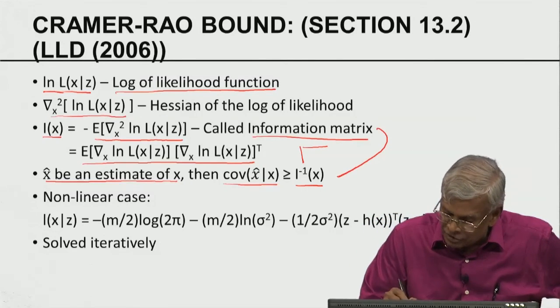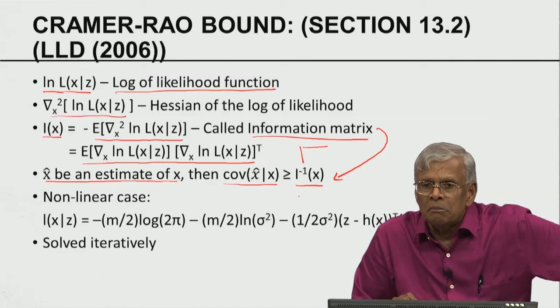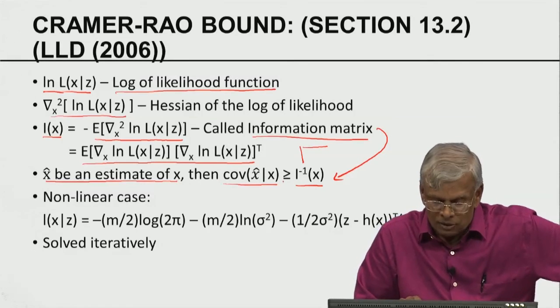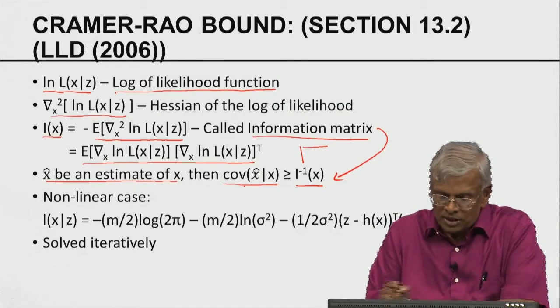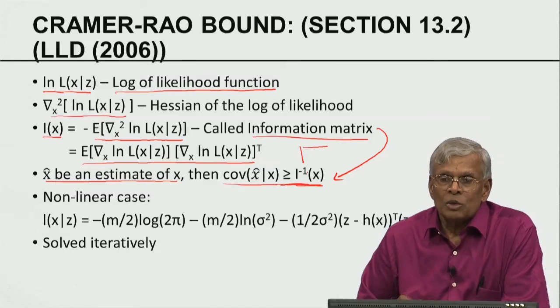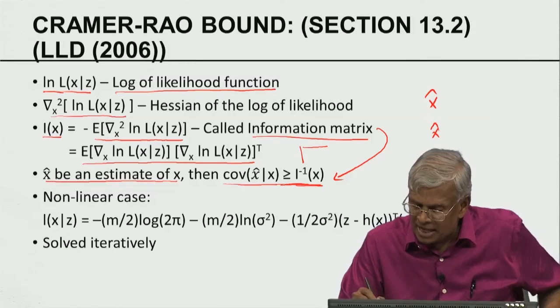This essentially tells you the covariance of the maximum likelihood estimate is always less than or equal to the covariance of any other estimate. Hey, that's what this inequality is. This inequality is very fundamental. So what does it mean? I have two estimates. One is x hat, another is x hat ml.